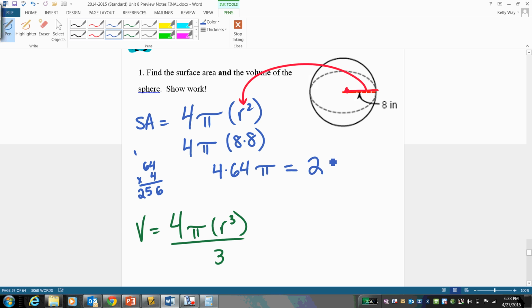So our final answer is 256 pi. Don't drop the pi. Check your units. That's area, so it's inches squared. Ta-da! You're done. That's it. That's the wrapping paper of the sphere, or the felt of a tennis ball, the outer felt of a tennis ball.